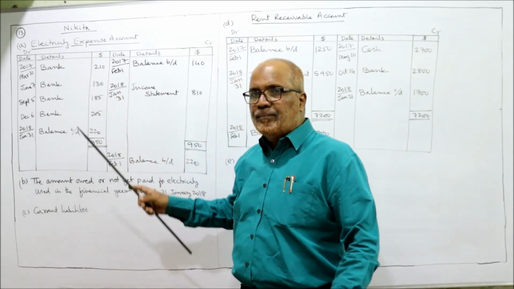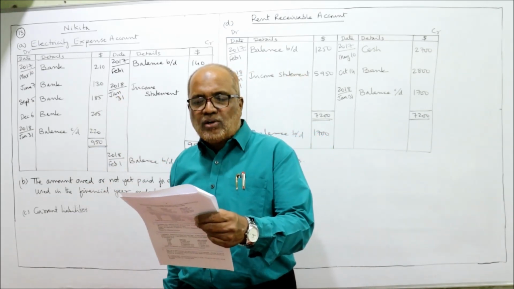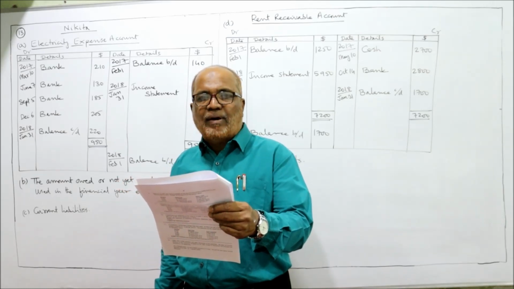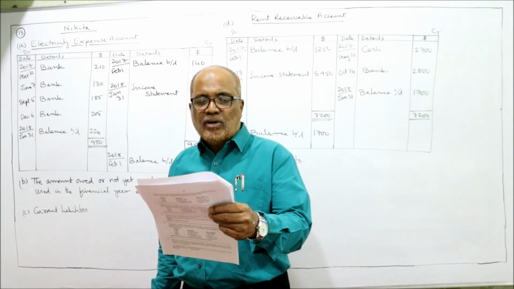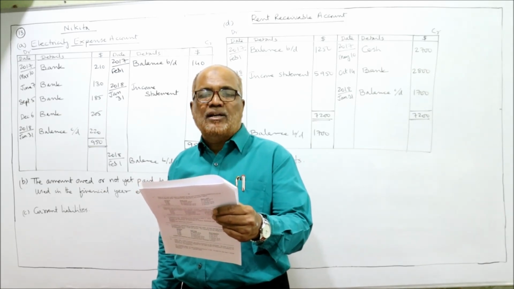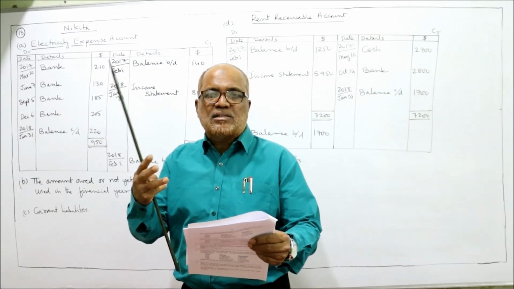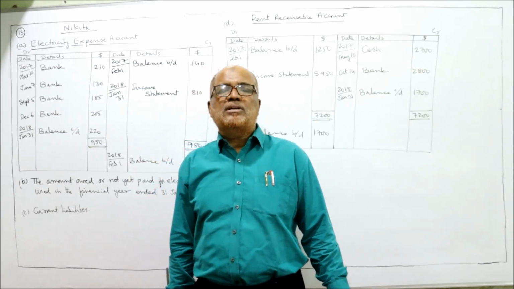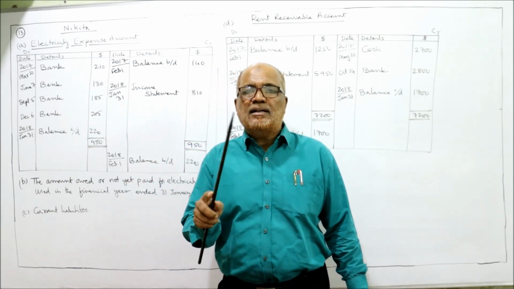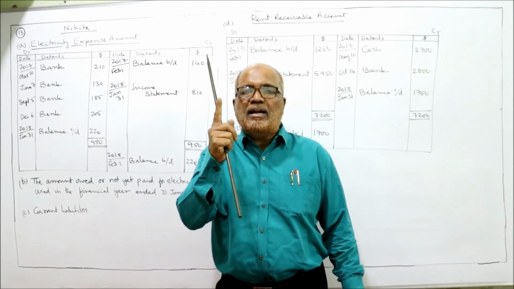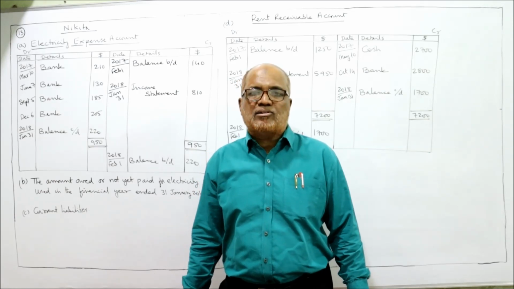So debit side. Now, the cost of electricity for 3 months ended 28th Feb 2018 was estimated to be $330. 3 months electricity cost is $330. So per month it will be 110. 330 divided by 3, you will get 110. So per month $110 is the cost of electricity.